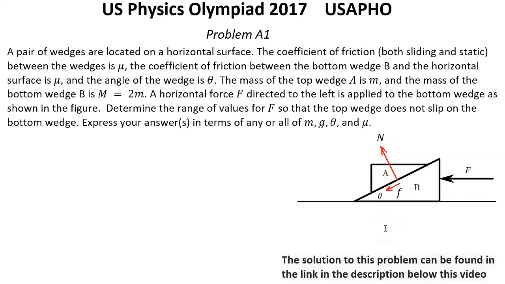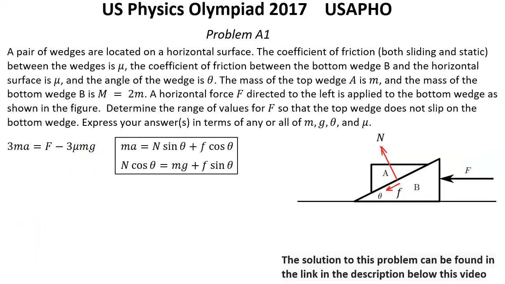Now we can write equations. For horizontal motion we have 3ma equal force F minus force of friction, which is 3 mu mg. Also we can write equations for motion of this top wedge. For horizontal motion we have ma equal normal force sine theta plus force of friction cosine theta.